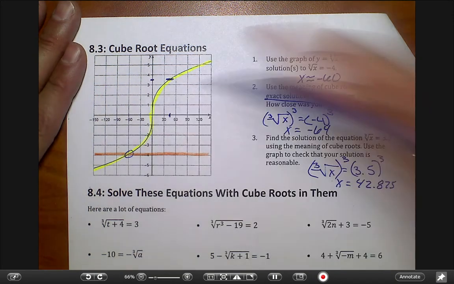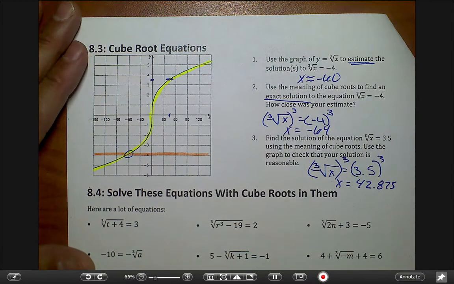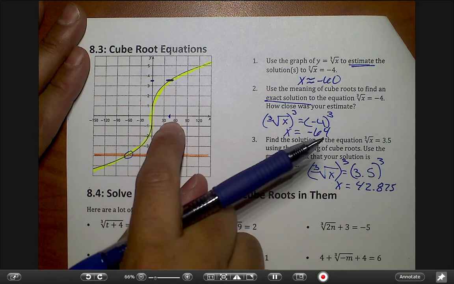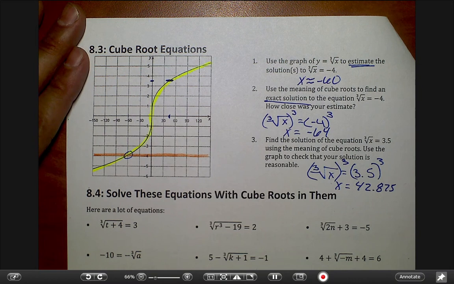So it's somewhere in here. So if I'm looking at my graph, it is somewhere in there. Exact solution, yeah, about that. I would have said 45, but it's close. If I was just picking it off the graph, I would have said 45.